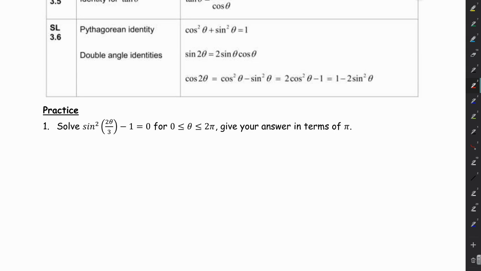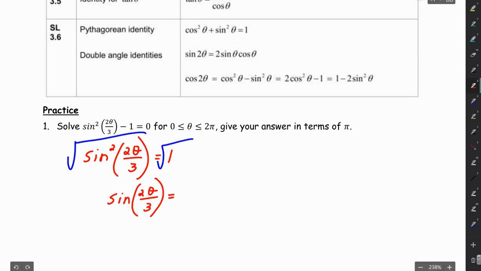Okay, so we have some practice problems here. Let's get into it. We're going to solve for the sine of theta. So the first thing that I'm going to do is add 1 to both sides. All right, and then I'm going to take the square root of both sides. Now, you just want to notice that we're looking between 0 and 2 pi. Now, 0 and 2 pi means we're going to look at the entire unit circle, all 4 quadrants. And we get the sine of 2 theta over 3 is equal to plus or minus 1.